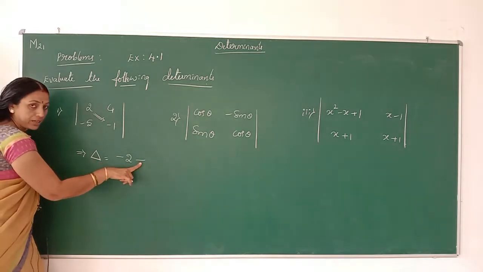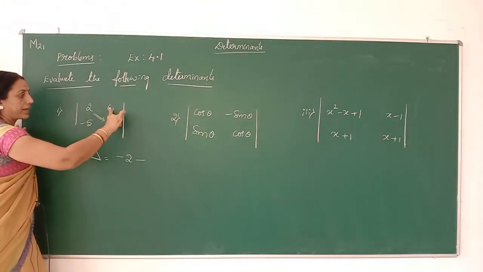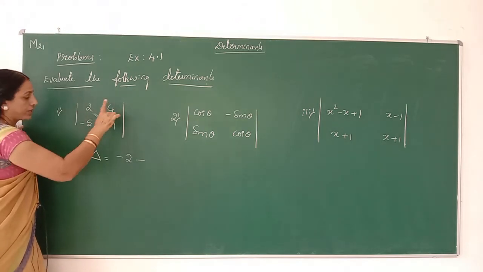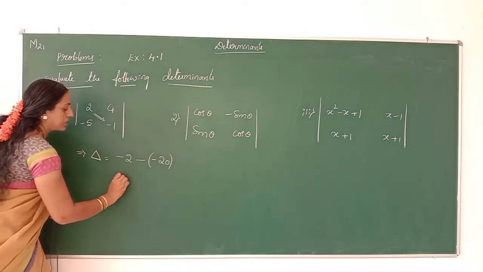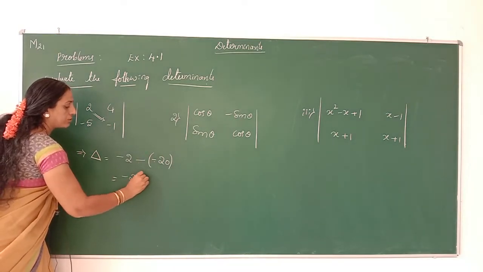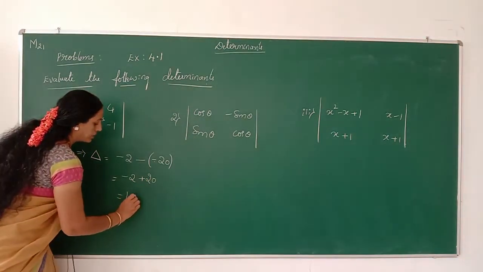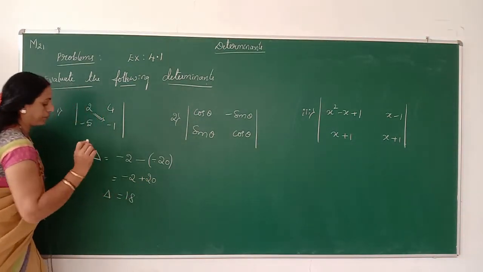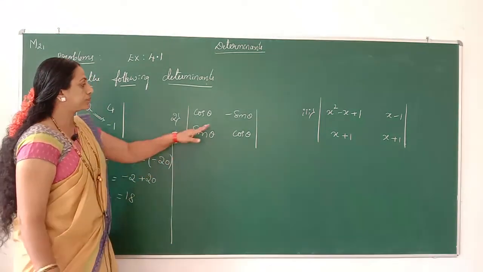The product of the left diagonal is minus 2. Between these values is the negative sign, and then the right diagonal is minus 5 into 4, which is minus 20. So minus 2 minus into minus is plus 20, which is equal to 18. That is the value of the determinant, denoted by delta.